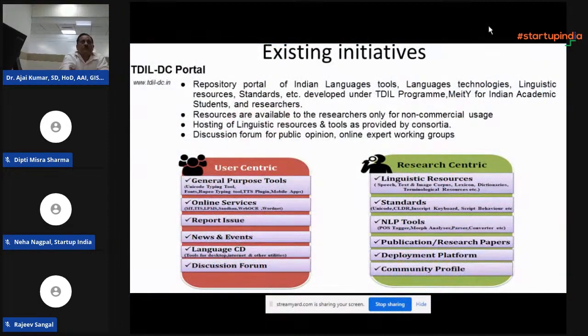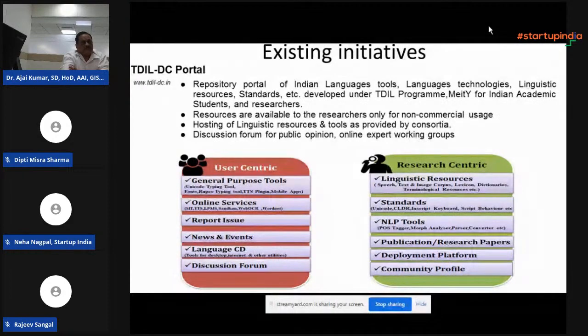Now, what are the existing initiatives under the TDIL? Around 8 to 10 years back, MeitY TDIL considered that these efforts were going on in a discrete manner in different institutions, at different levels. They should work on a single platform in consortia mode. So TDIL formed different consortia working in different areas, like 2 or 3 consortia in machine translation, one in speech, one in OCR, one in handheld devices.